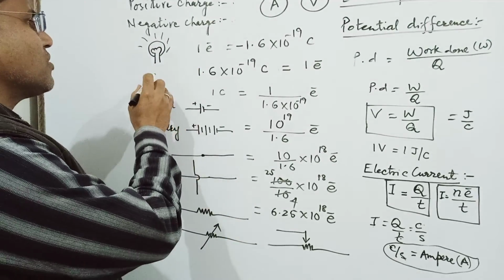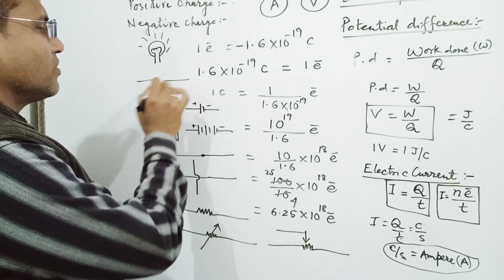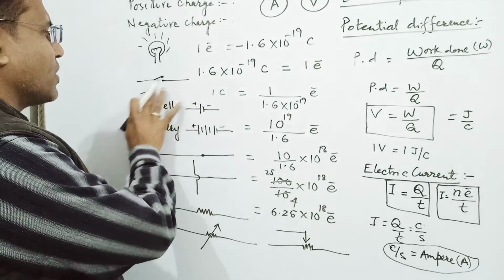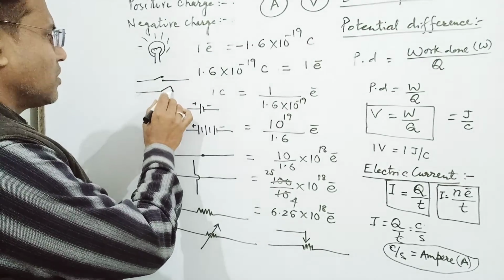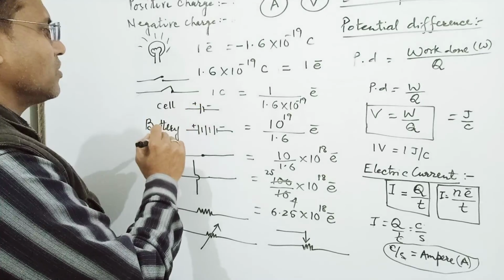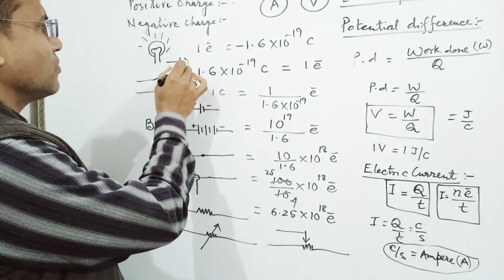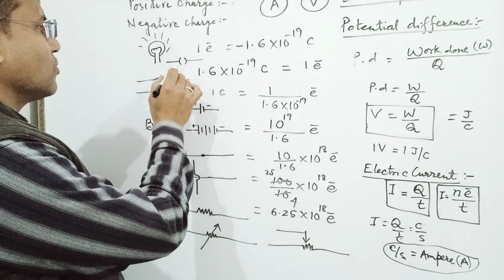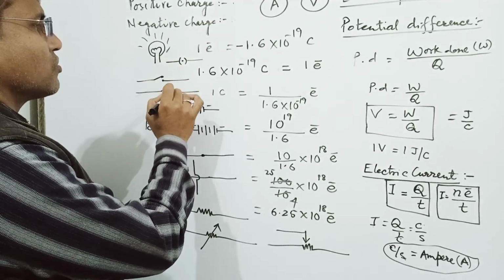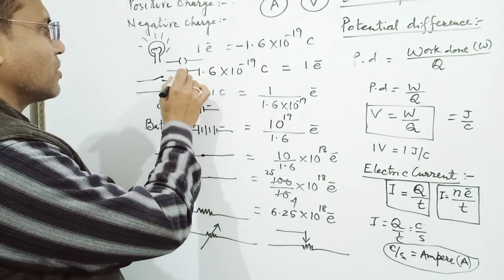If we have a switch, we can show an open switch in this way. If we have a closed switch, then we show it in this way. Or the open one, we can show this way also, and the closed one we can show by giving a dot also. Suppose this is the open one, the closed one we show in this way.